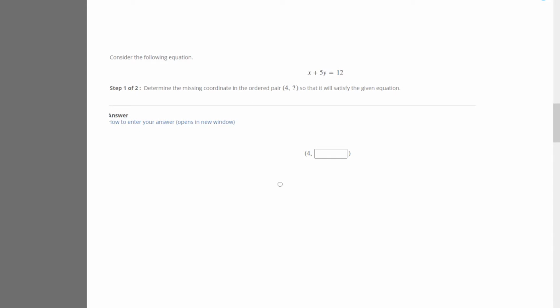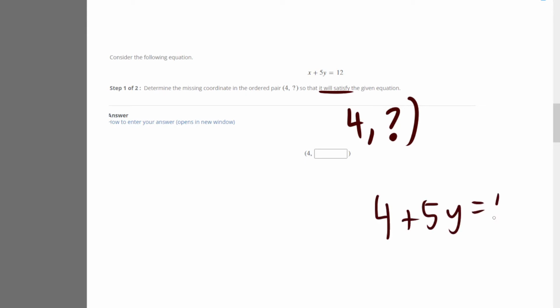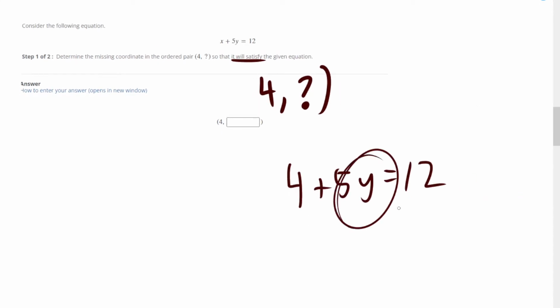Consider the following equation: x plus 5y equals 12. Determine the missing coordinate in the ordered pair 4, comma, question mark, so that it will satisfy the given equation. Now you'll see this phrasing quite a bit. Satisfy the given equation basically just means we want it to be equal. We want it to be a true statement. So we want something that when x is 4, 4 plus 5y is equal to 12. We want to find something for y that will make this statement true.